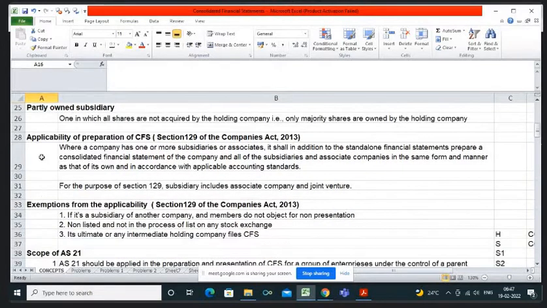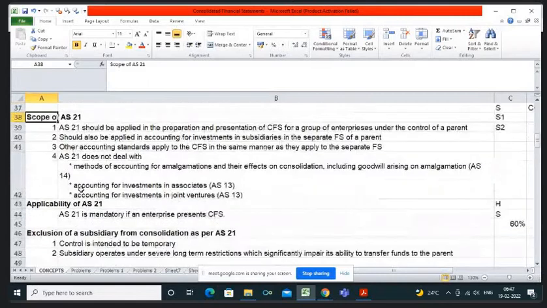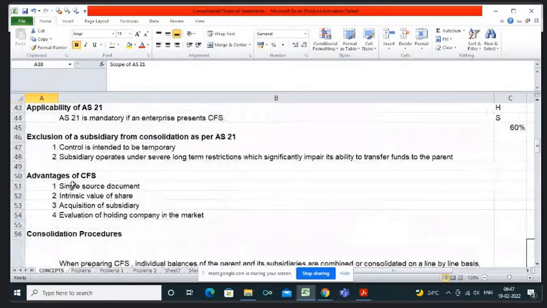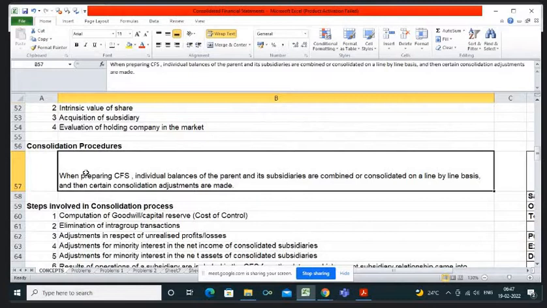So whenever any company prepares a consolidated financial statement, then section 129 of the Companies Act will be applicable and accounting standard AS 21 also will become applicable. So then we have started with consolidation procedures. What is a consolidation procedure? We have to have a separate balance sheet and profit and loss account of holding company and subsidiary company. In the consolidated financial statement, we have to simply add the items line by line.